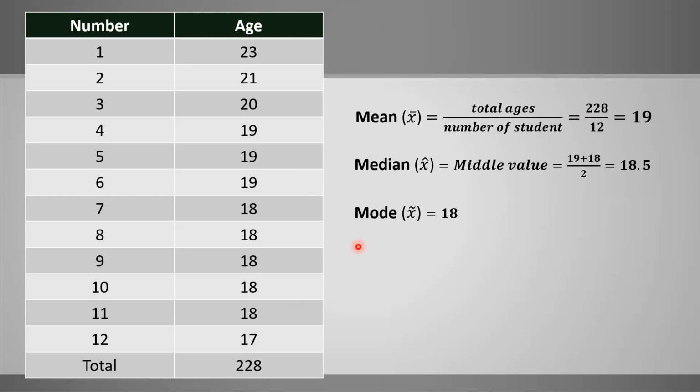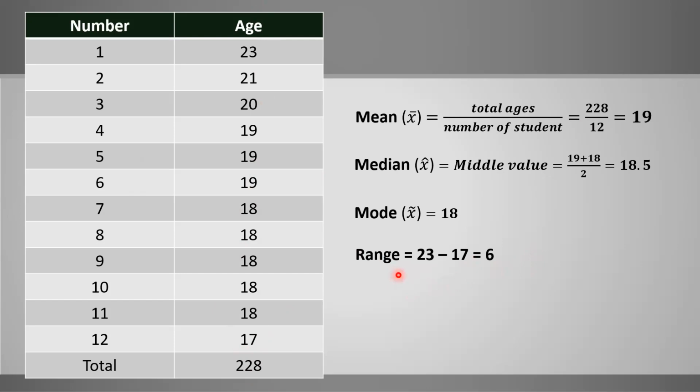Now, let's proceed with the measurement of variability. The first value I want to get is the range. To compute for the range, we just have to get the upper or the largest value and get the difference from the smallest value. So the largest natin is 23 at ang lowest natin is 17. So the difference is 6. So ito ka-spread out ang ating data according to the value of range.